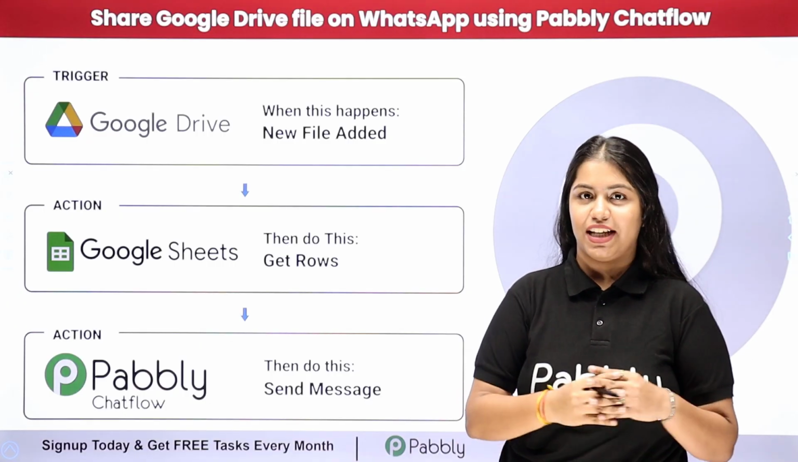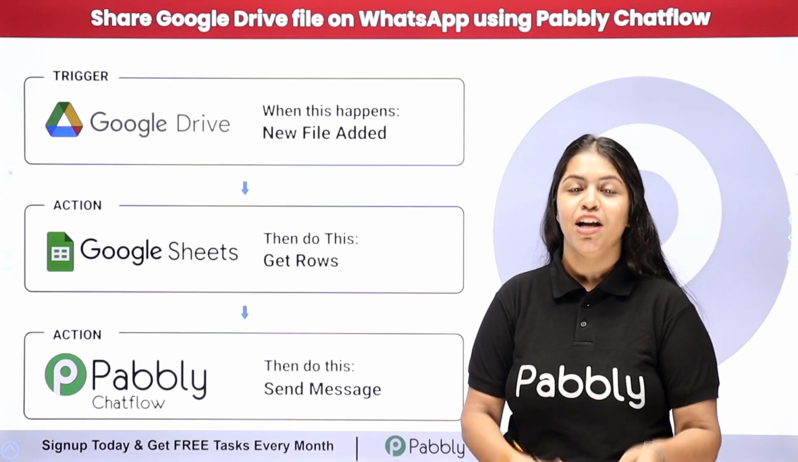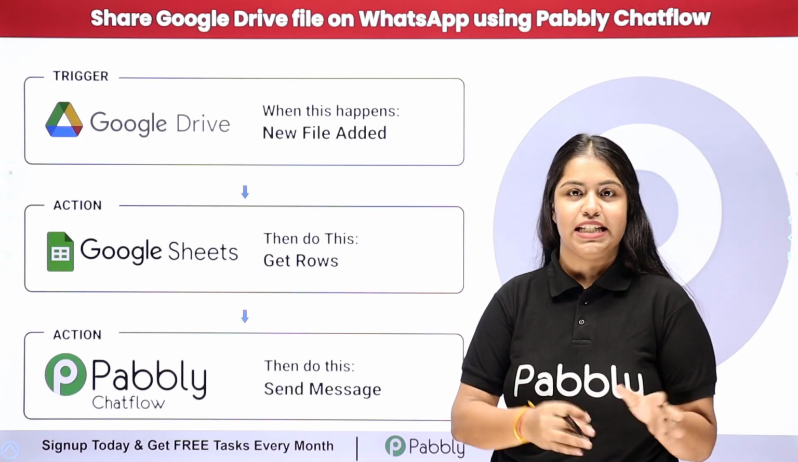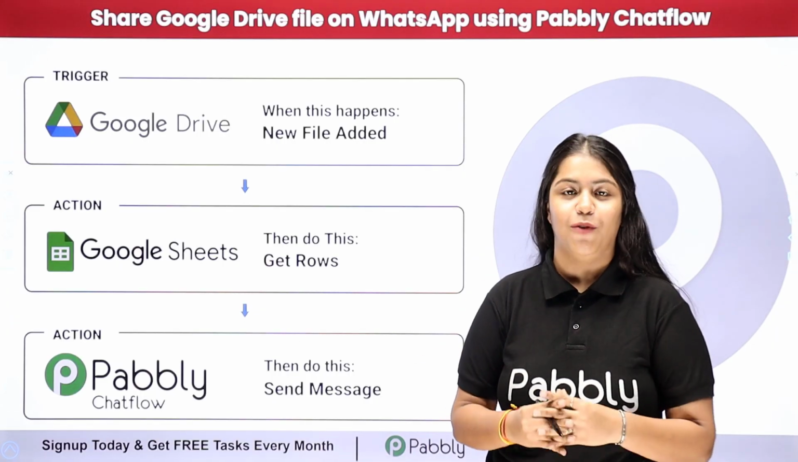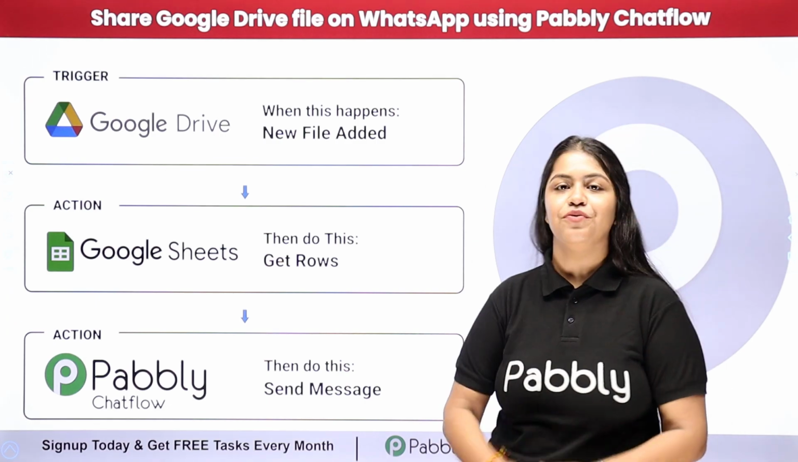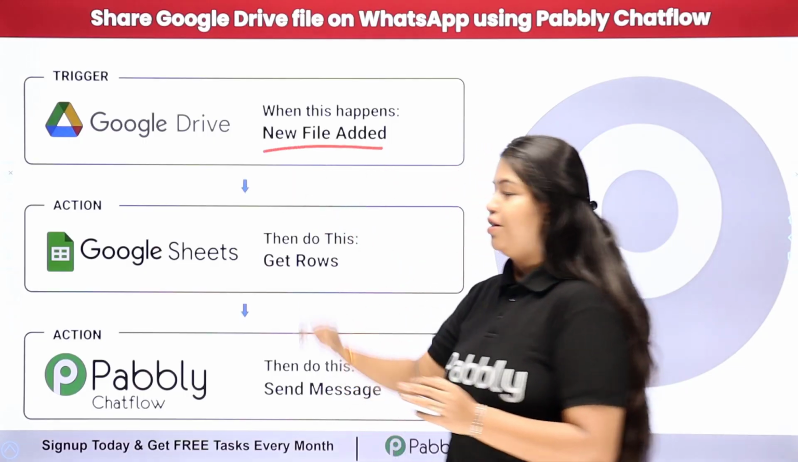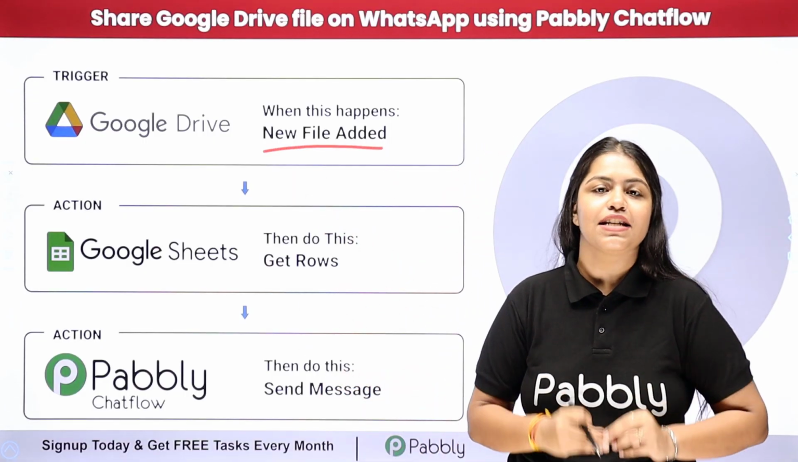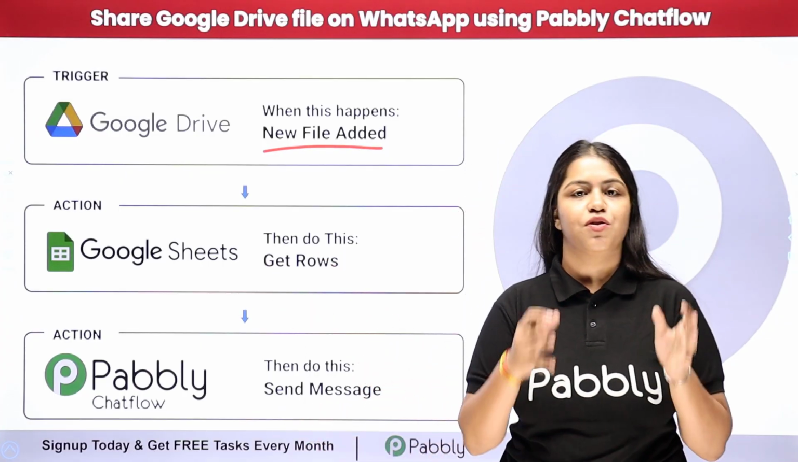So I'm running an edutech company and we regularly used to share the notes to our students on WhatsApp. But this is such a time consuming and tedious task to share each note manually to each student on WhatsApp. So to solve this problem, I've simply created this amazing automation where whenever I add the notes in my Google Drive, automatically Pabbly Connect is going to get the details of the students from my Google Sheets and share them the notes on WhatsApp.